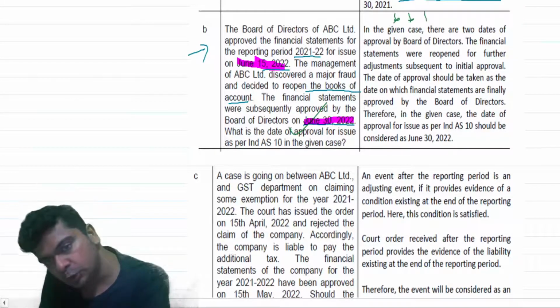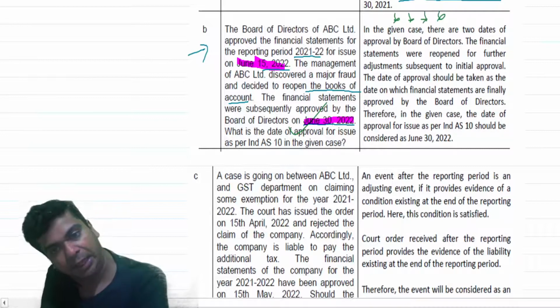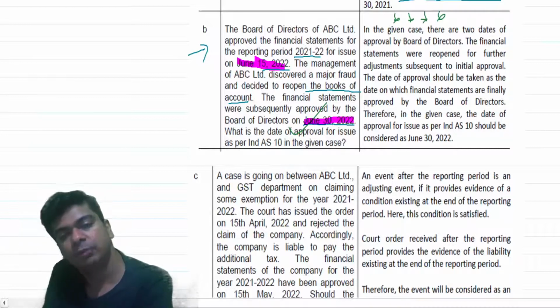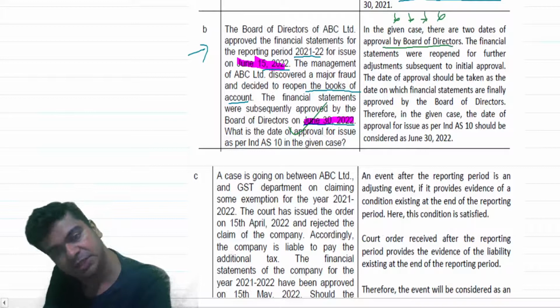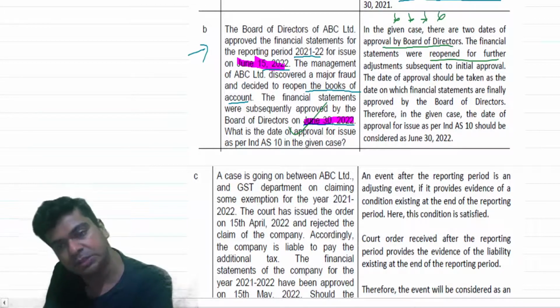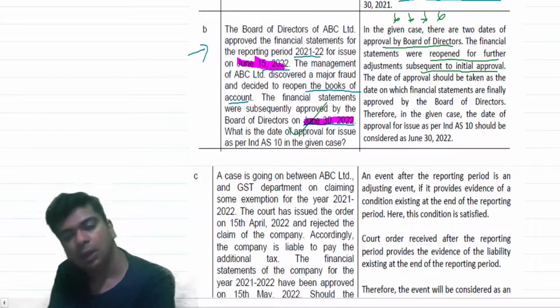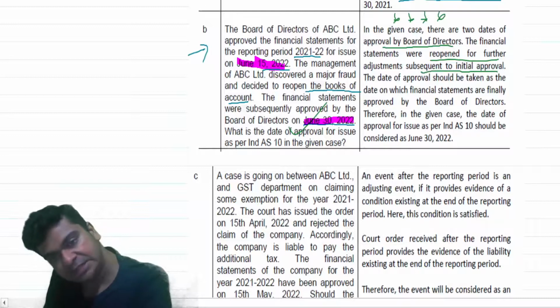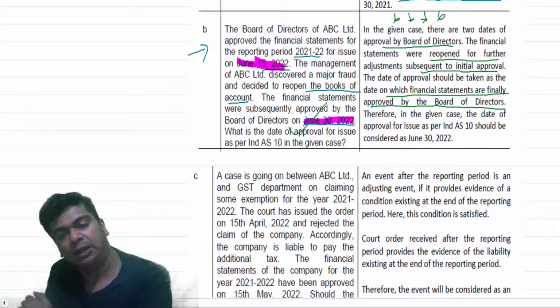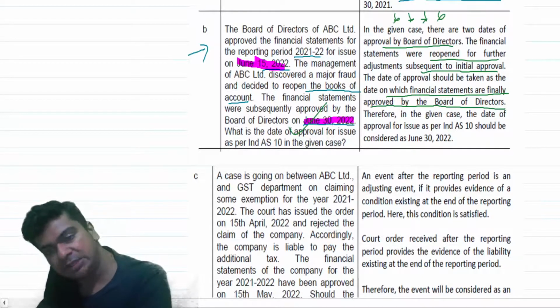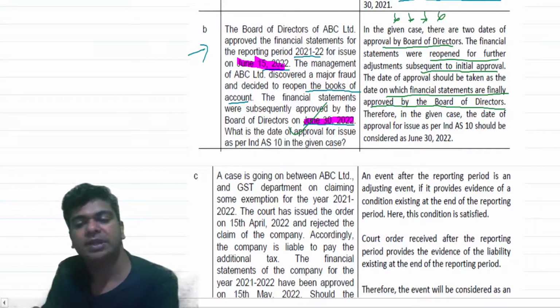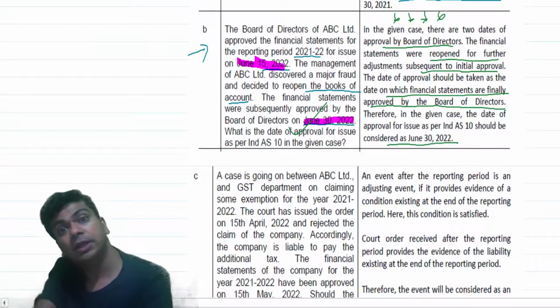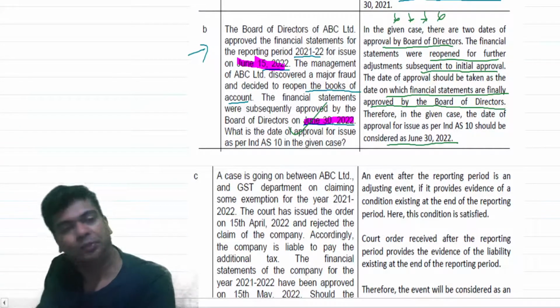If you just go through the response, they say, in the given case, there are two dates of approval by board of directors. The financial statements were reopened for further adjustments subsequent to the initial approval. The date of approval should be taken as the date on which financial statements are finally approved by the board of directors. Therefore, in the given case, the date of approval for issue as per Ind AS 10 should be 30th June 2022.